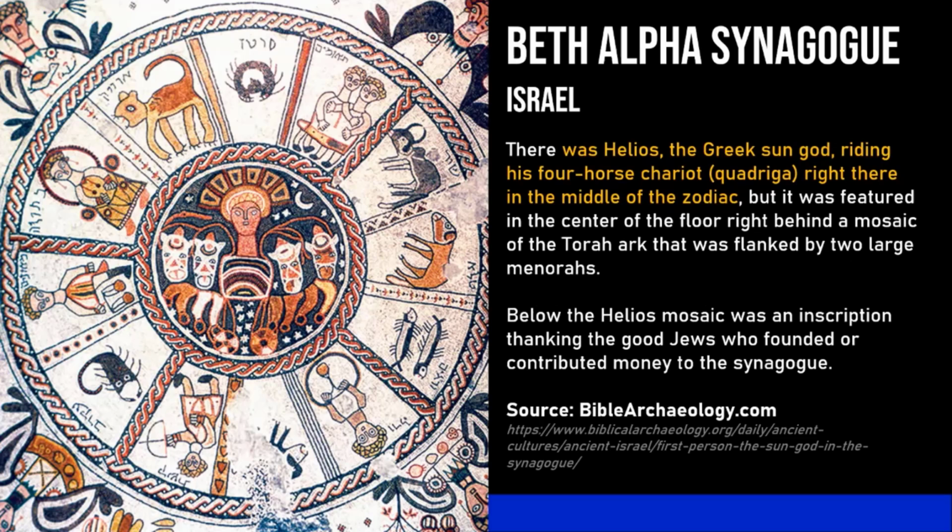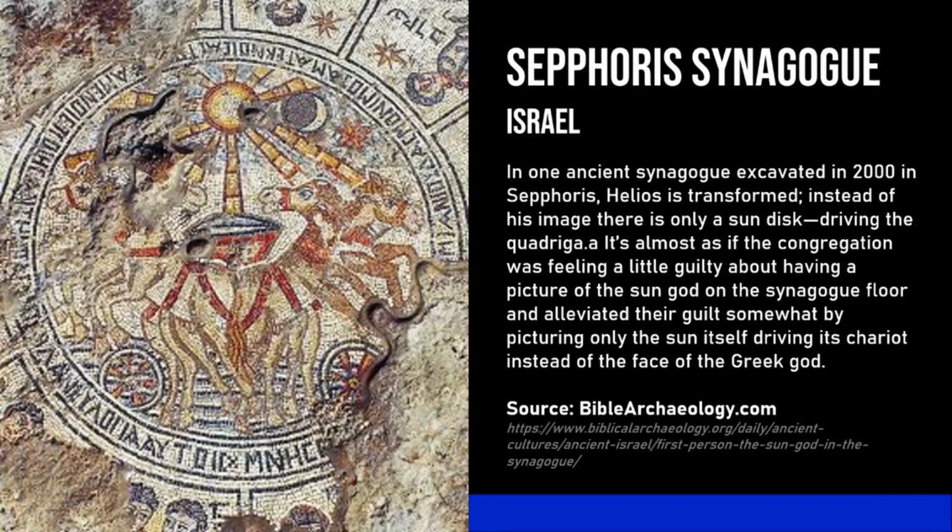So in other words, here we see in one synagogue, here's Helios. Here we see in another synagogue, here's Helios, but they just stripped off the face a bit. But you can still see the chariot and you can see the sun, so you know exactly what this is. As a matter of fact, if you look around it, it looks like they put the zodiac going around it as well.